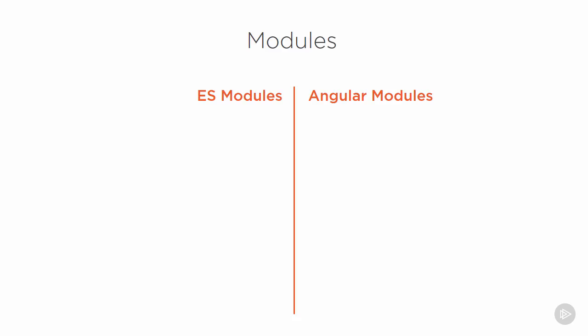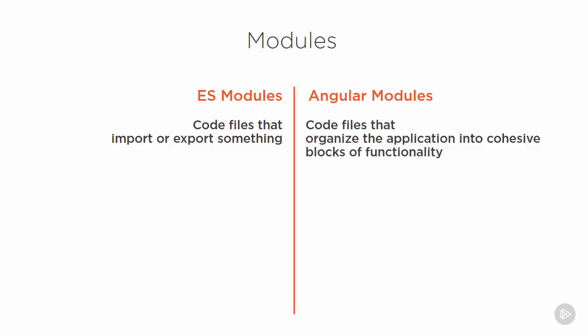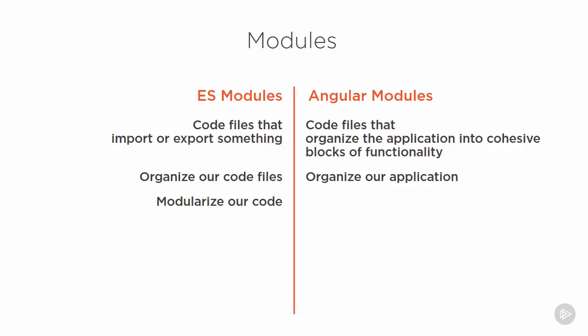Let's clarify the difference between ES 2015 modules and Angular modules. ES modules are code files that import or export something. Angular modules are code files that organize the application into cohesive blocks of functionality. ES modules organize our code files. Angular modules organize our application. ES modules modulize our code. Angular modules modularize our application.